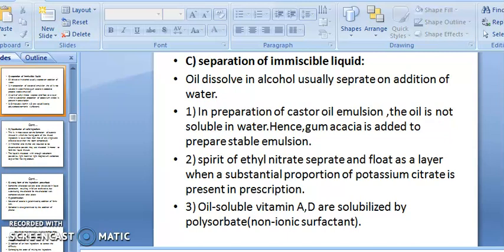Spirit of ethyl nitrate separates and floats as a layer when a substantial proportion of potassium citrate is present in the prescription. When your prescription contains ethyl nitrate along with potassium citrate, it leads to separation of immiscible liquid. Oil soluble vitamins A and D are solubilized by polysorbate, a non-ionic surfactant. If you want to prepare such oil soluble vitamins A and D, you can overcome the problem of immiscibility by addition of a non-ionic surfactant.